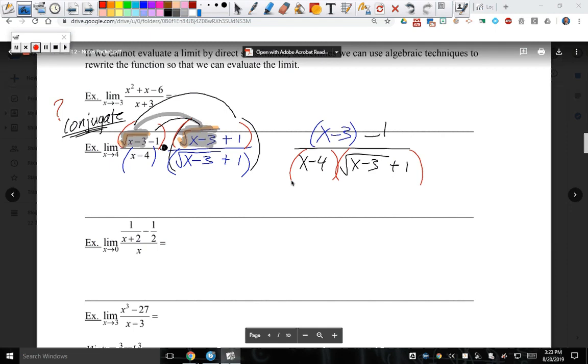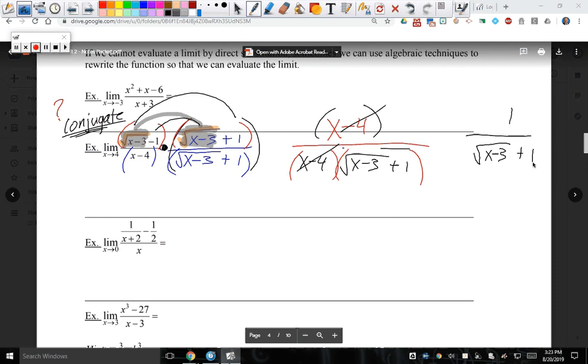Look at the numerator. Simplify it before you move on. What's the numerator simplified to? X minus 4. And if you need to, write it out. Because now, get this, you can create all of this as one piece that will cancel with this. And what you're left with is 1 over the square root of x minus 3 plus 1.